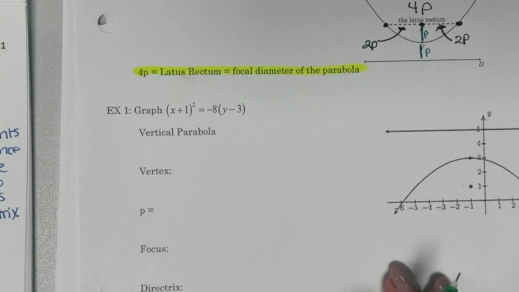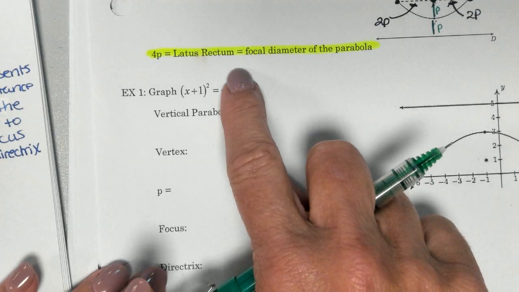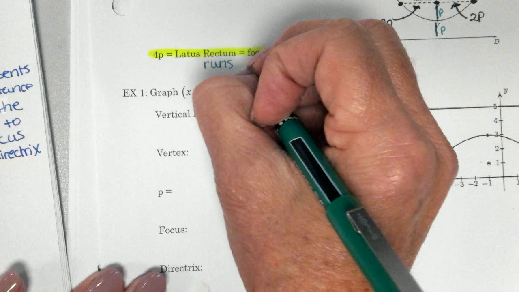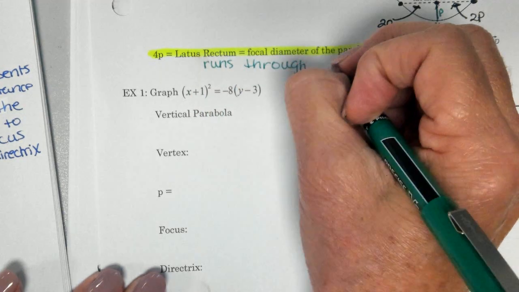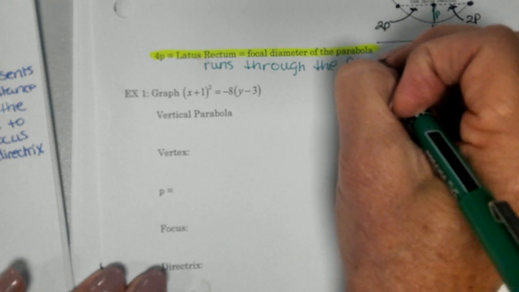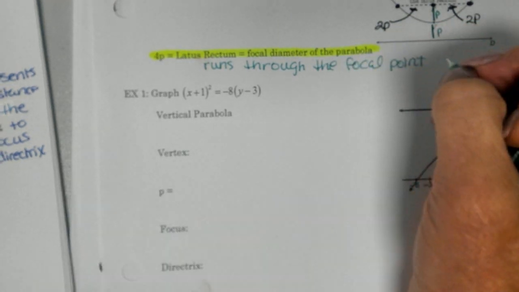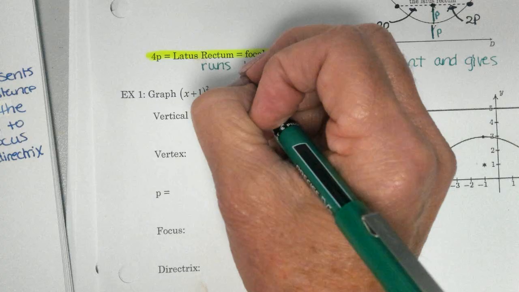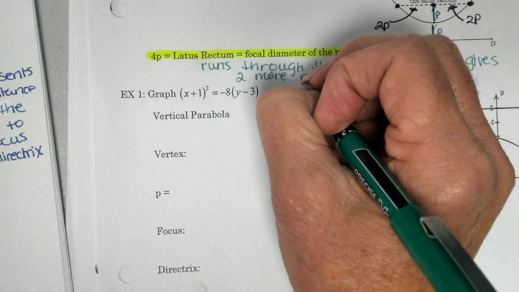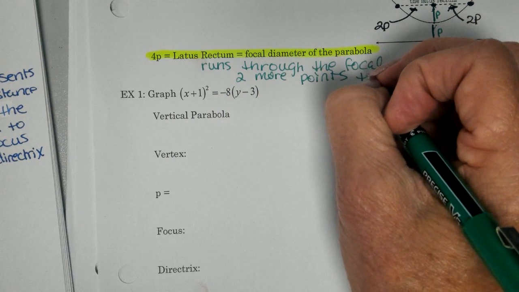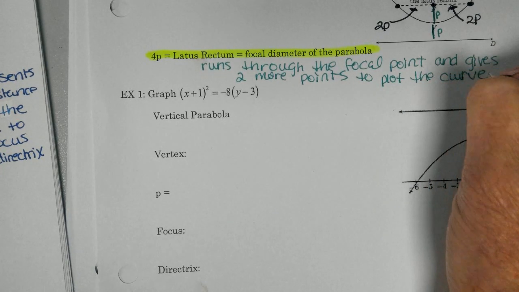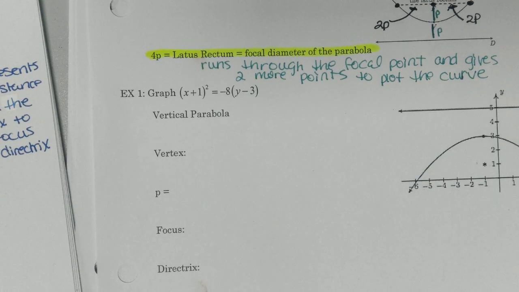All right, so now make a note that the latus rectum runs through the focal point and gives 2 more points to plot the curve. We're going to practice all this stuff.